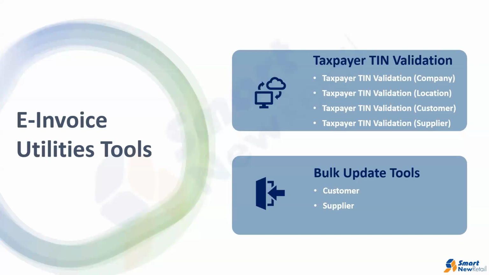Okay, so now we are talking about our e-invoice utility tool, where we have a function to help you do the validation for your company, your location, your customer and supplier. Before we submit any document to LHDN, we can use this validation to check whether the information the customer or supplier provided to us, or our own company information that we just keyed in, is correct or not. Also, we have a tool that lets you update your customer e-invoice information and supplier e-invoice information using Excel. We have this bulk update tool. We will talk about it now.